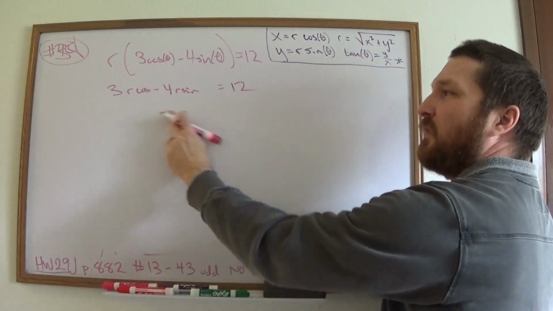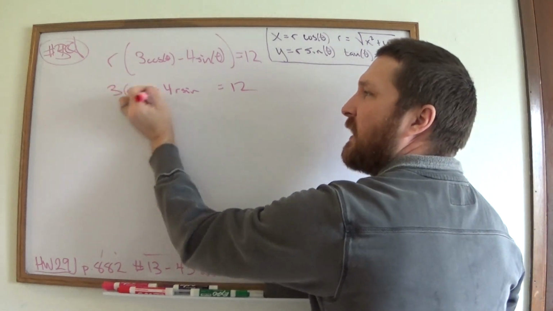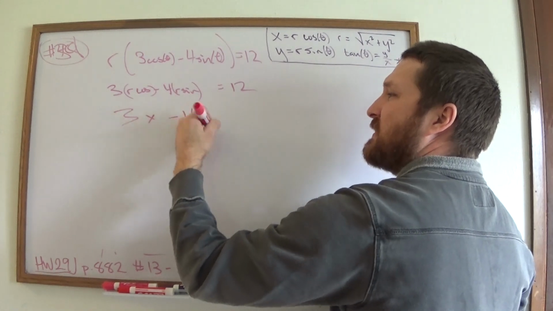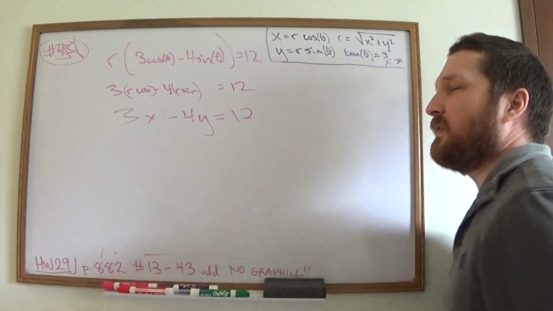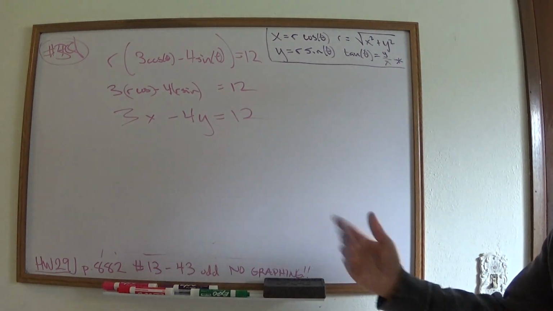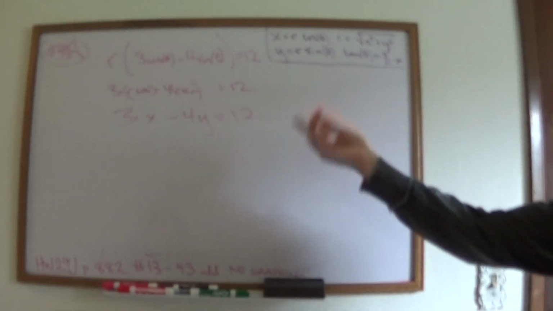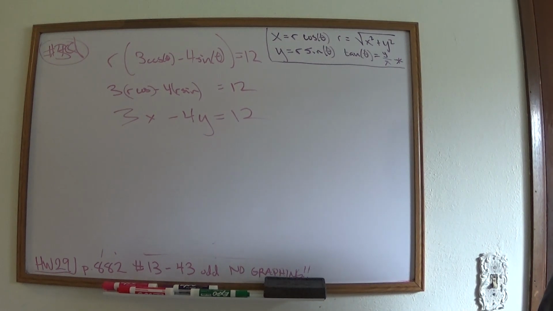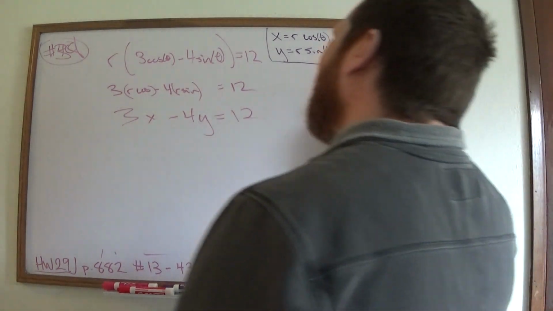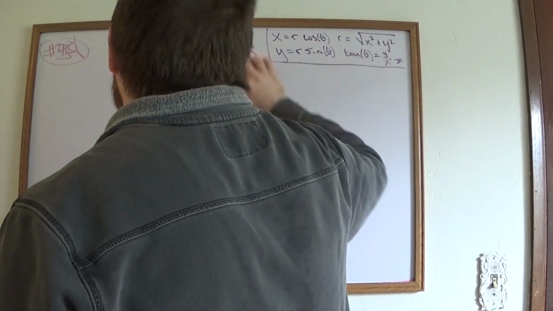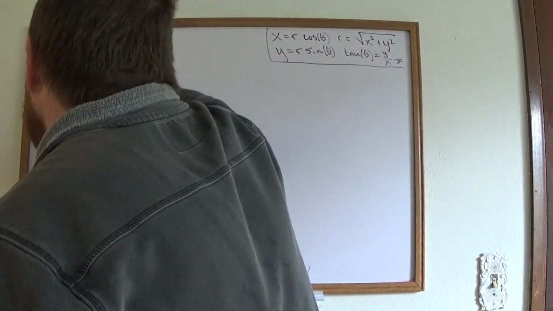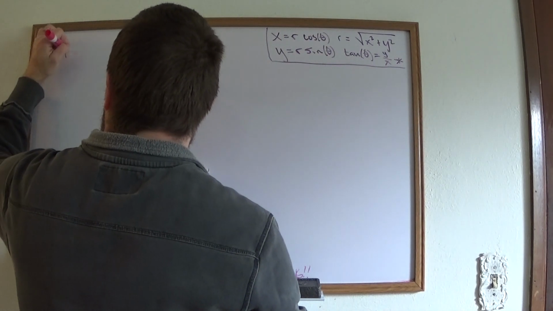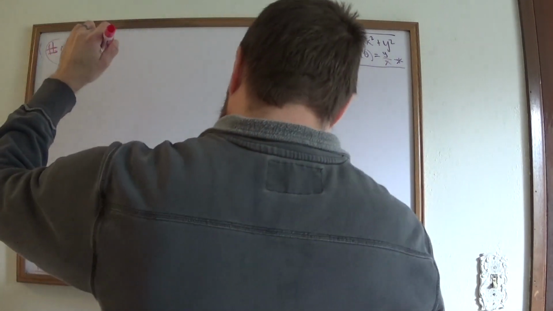Always be looking for if you could change something into r cosine theta and r sine theta, because that's just x, and that's just y, and I'm confident that you could figure out what that is from here. If it were squared, it would be an ellipse. Yes. Okay. I'm just trying to point out some pitfalls with all those last examples.